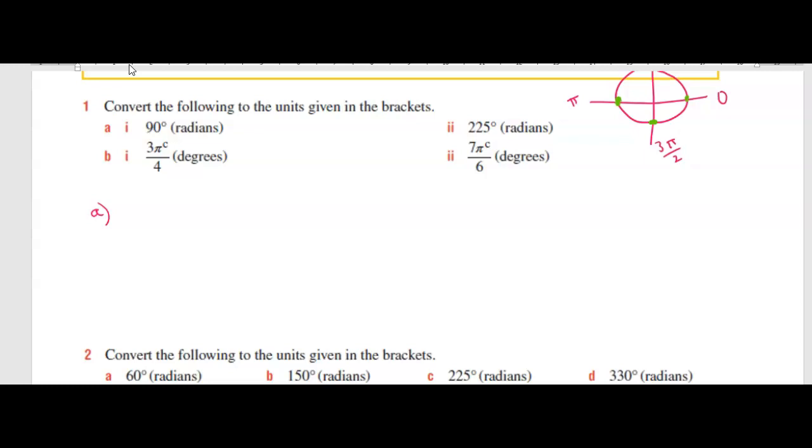So we've got 90 degrees. So if we're converting degrees into radians, we're multiplying by pi on 180. So that's 90 pi on 180. And that 90 and 180 simplify. So you get pi on 2.